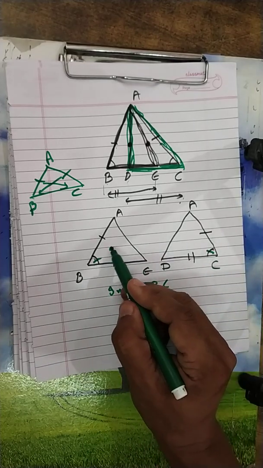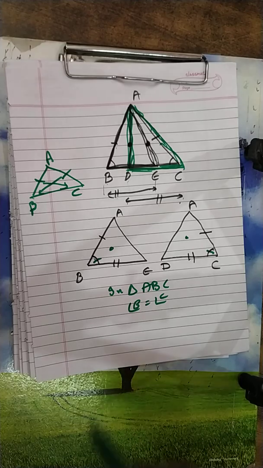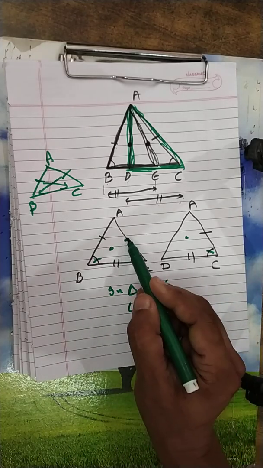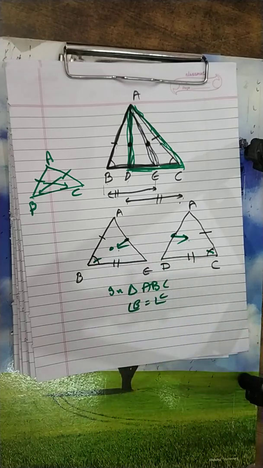Now compare both the triangles. You can easily see the property: side, angle, side. Single side equal to single side, angle equal to angle, double side equal to double side. If both triangles are congruent, then AE is a part of this triangle and AD is a part of that triangle. Both sides are equal to each other.